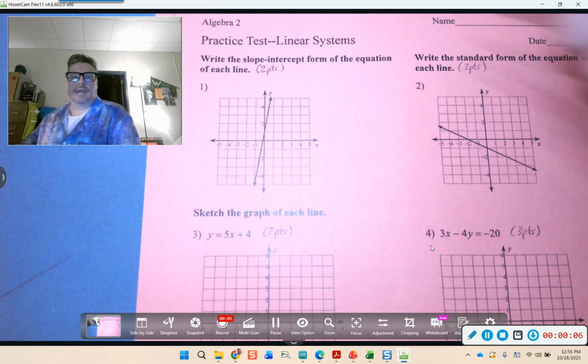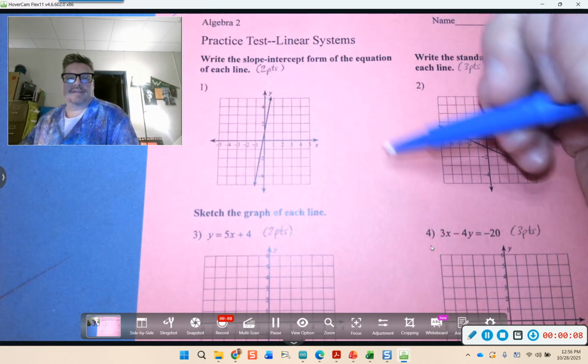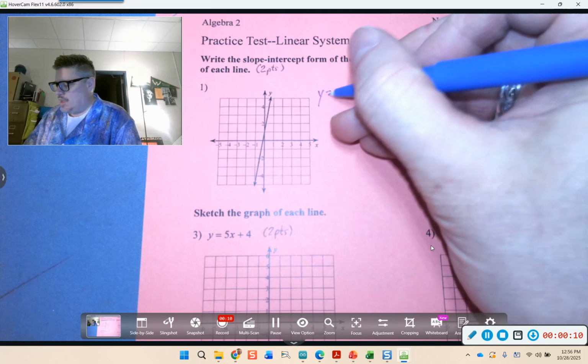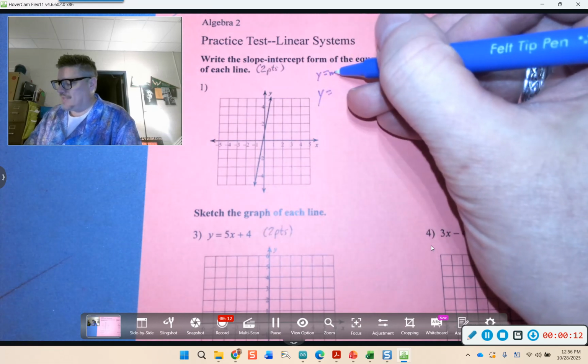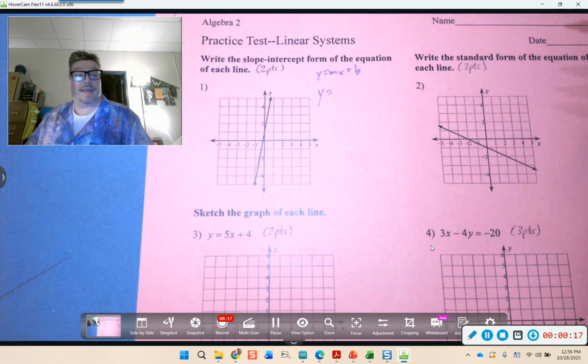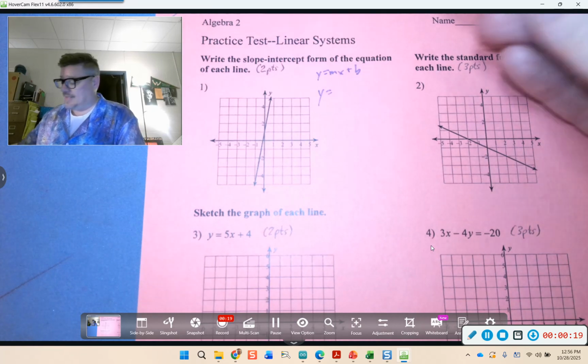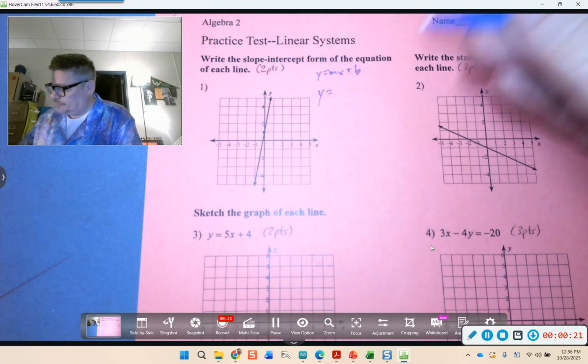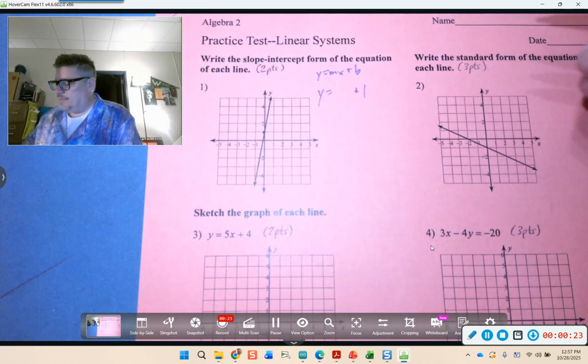Starting number 1, 2 points. Write the slope-intercept form of this guy. Okay, so slope-intercept form is y equals mx plus b. So what I'm looking for is the slope, and I'm looking for where it hits the y-axis. It hits the y-axis at this point right here, so I know that my b will be a plus 1.